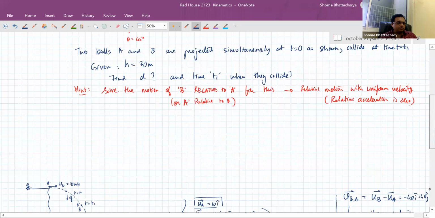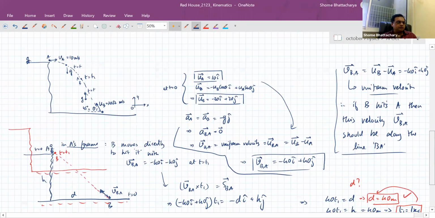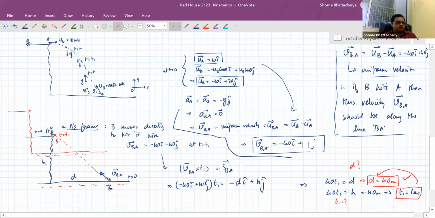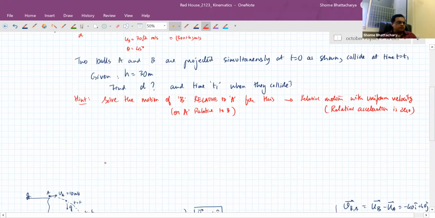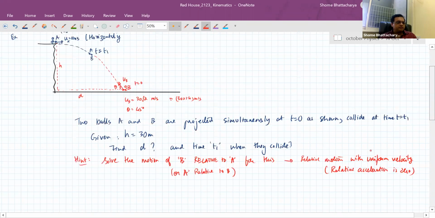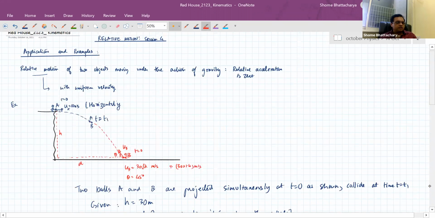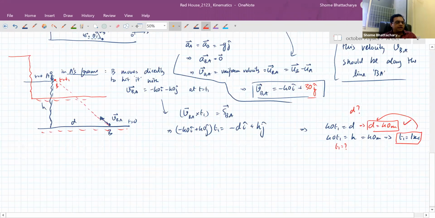Wait a minute. There is a correction to be made here. This is 30. Okay, people. This component is 30. But in the original question, you will see that h's value was also 30. H is 30 meters. So both those things have to be corrected. So h's value over here is given to us as 30 meters. Now here h is 30 meters.